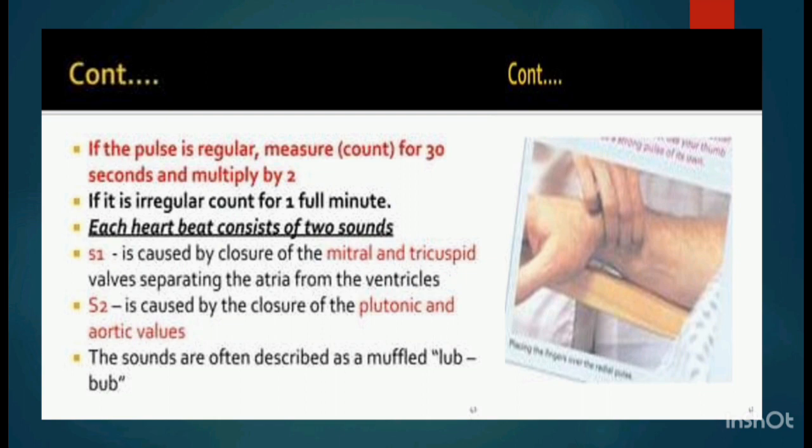Each heartbeat consists of 2 sounds, S1 and S2. S1 is caused by the closure of the mitral and tricuspid valves, separating the atria and ventricles. S2 is caused by the closure of the pulmonic and aortic valves. The sounds are often described as a muffled lub and dub sound.